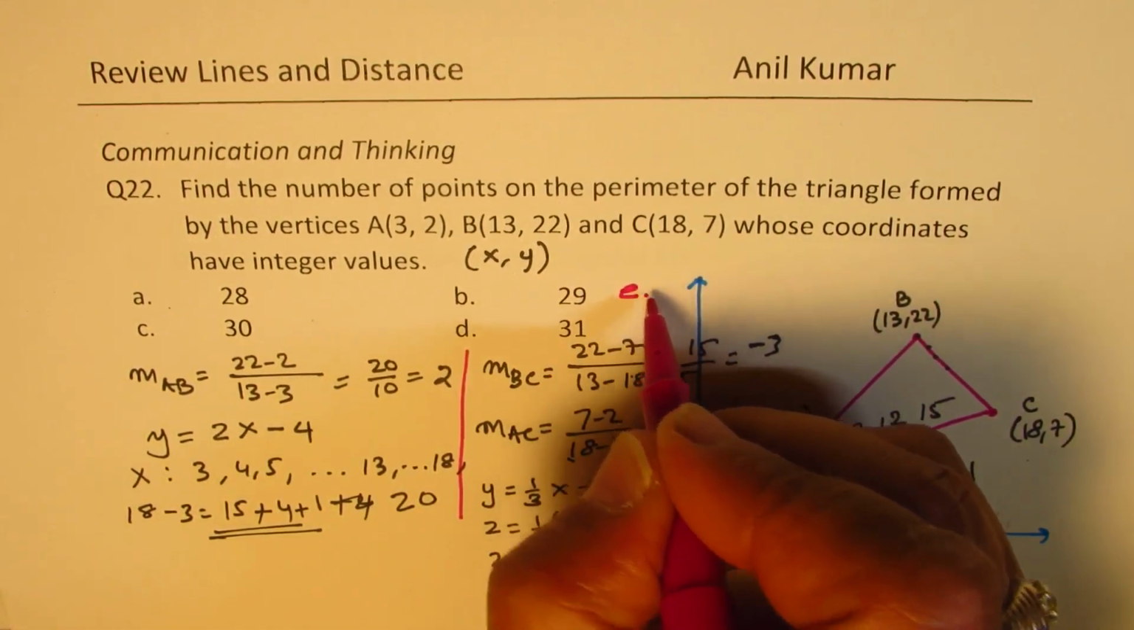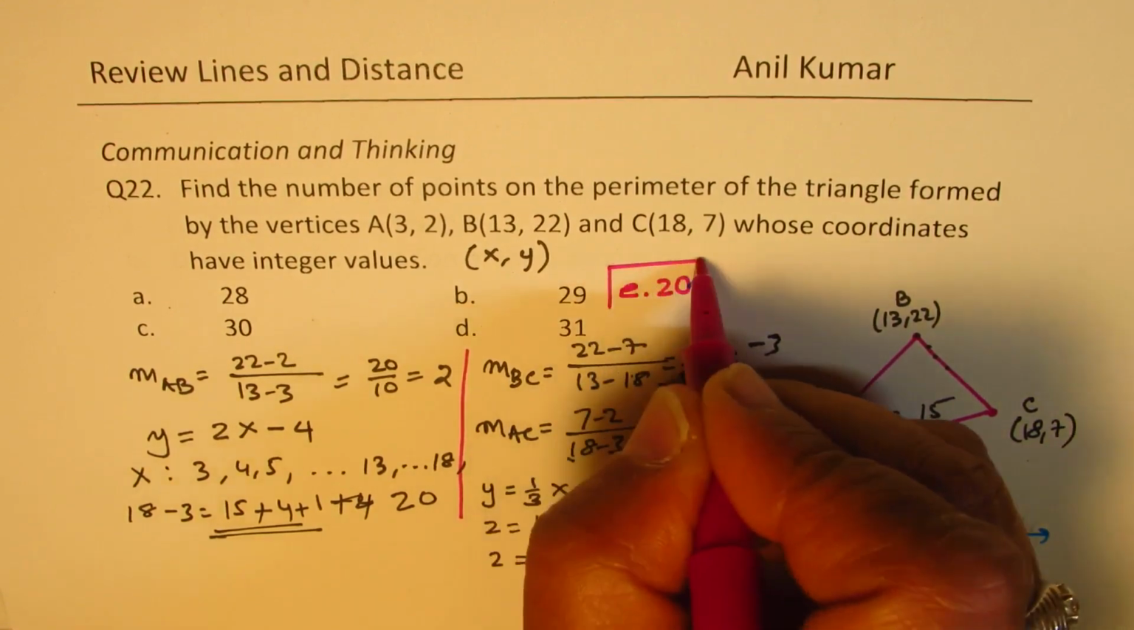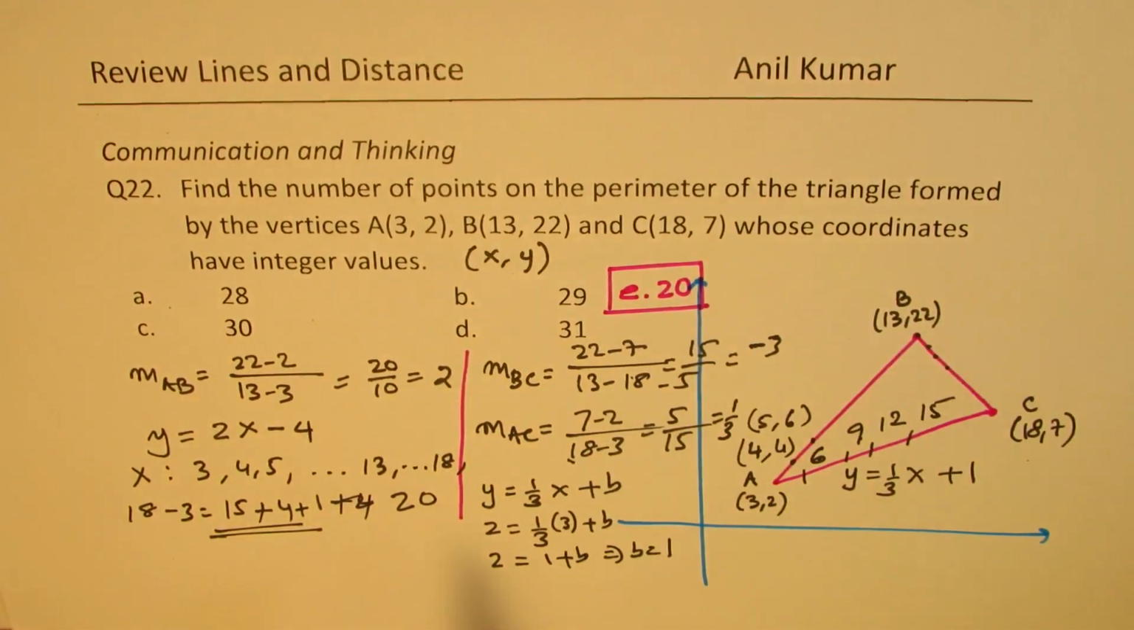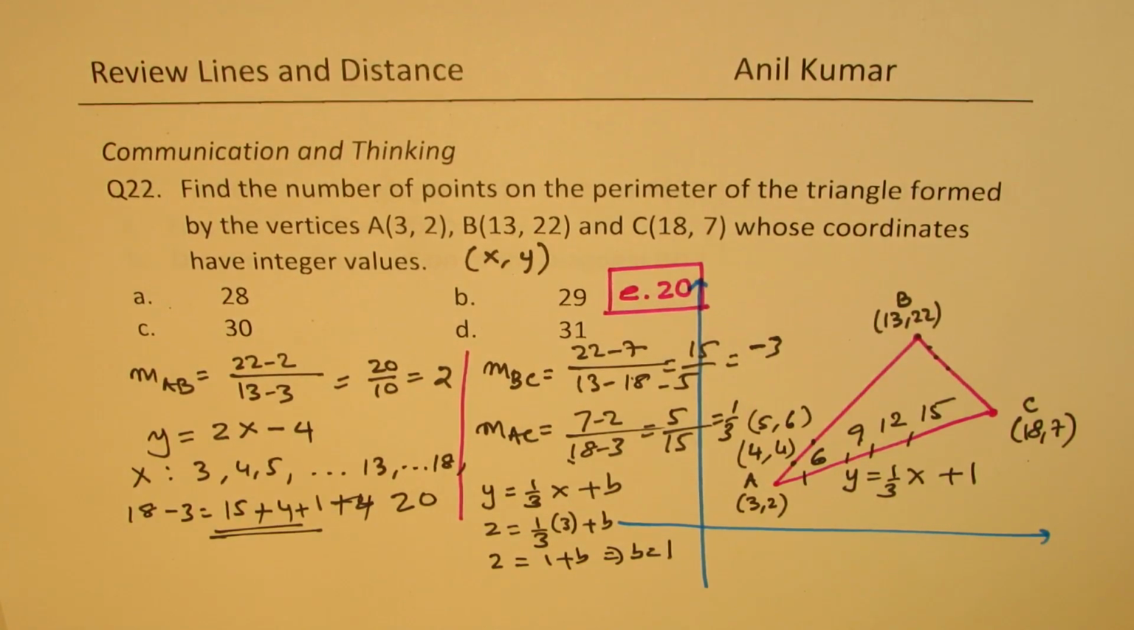Let me add option E. The answer is 20, right? So I missed that correct option. There's a typing error here. Okay, so that becomes the number of points on the periphery of this particular triangle.